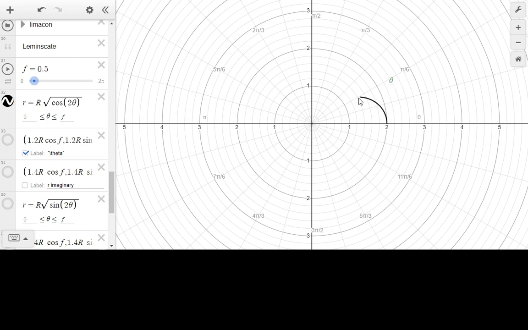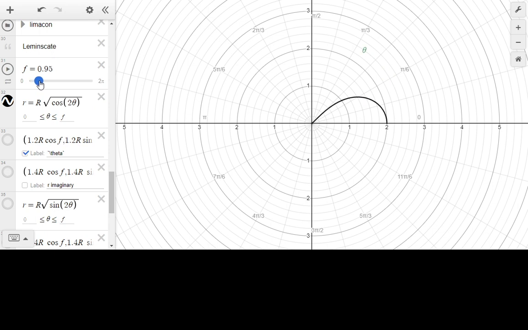And of course, our radius r is going to be the square root of cosine of 2 theta. So if this is pi over 6, double of that is pi over 3. Cosine of that is 1/2. Square root of that is going to be 1 over square root of 2. So we are going to be at a distance of 1.4 almost here. So that's how we are confirming we are in the correct place.